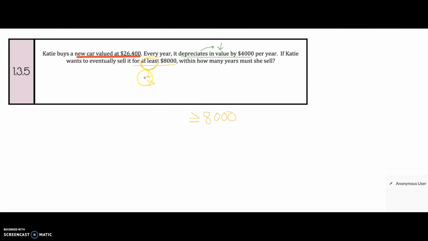Now I want to figure out what else is going on. So it says the new car is valued at $26,400. That's our starting point. So let's write that over here. That's where we're starting at. Then it says it depreciates in value by $4,000. So that means it's going down. So every year I'm taking away $4,000. And I don't know how many years I'm going to have it. So that's where my variable is going to go. I'm going to use y for years. And then I want to define my variable. So off to the side, I'm just going to put y equals years.